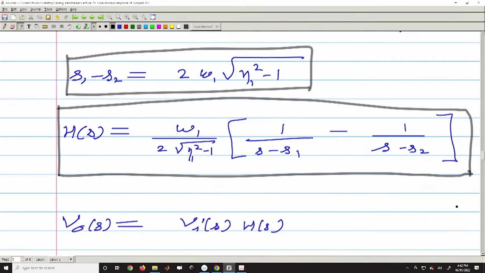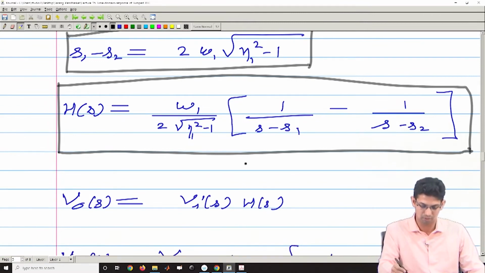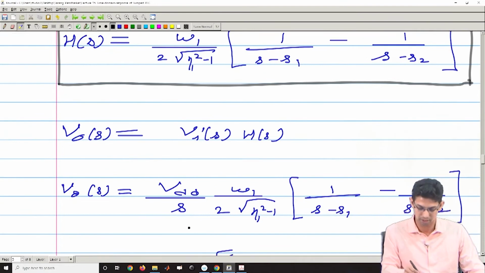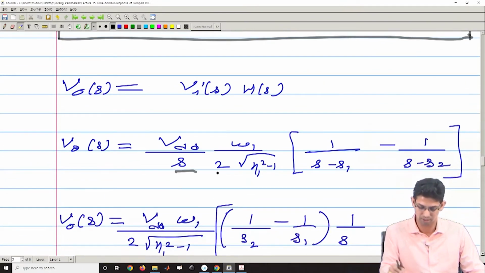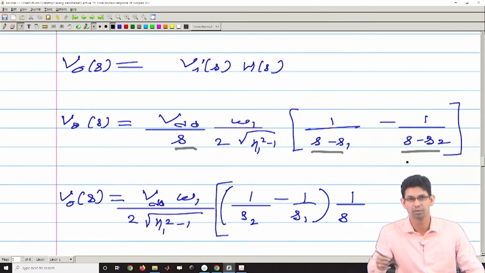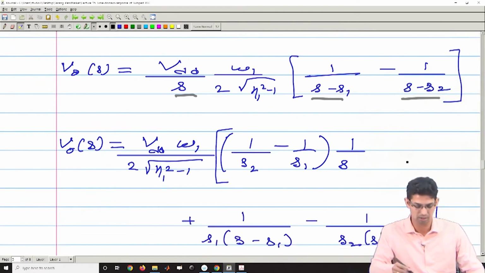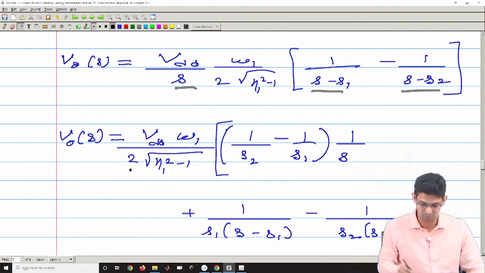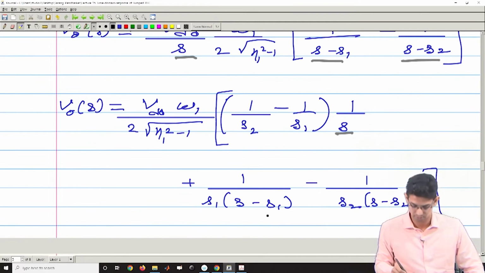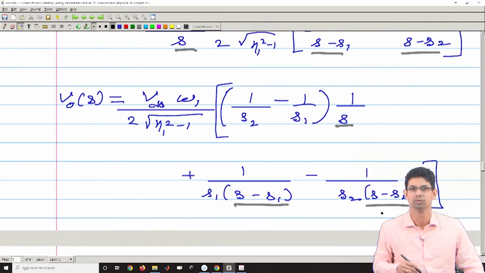Now, we are in a position to get V out of S. So, now I multiply this H of S with V dd by S, and again there will be terms of S into S minus 1 and S into S minus S1 and S into S minus S2, and again if you apply the partial fractions, you will be getting V out of S in this form. So, here now you have a term of S minus S1 and S minus S2.